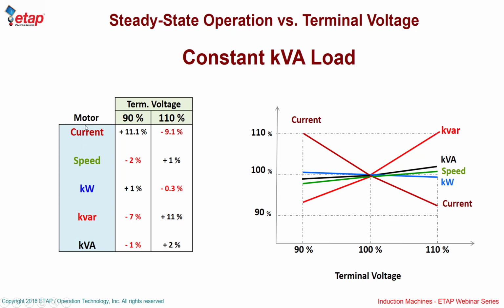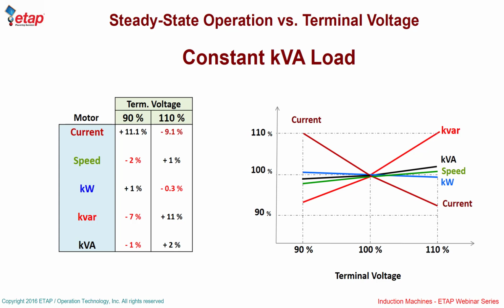And what makes that true is this table. I'm changing the terminal voltage of a machine from 90% to 110%, and this curve shows the terminal voltage from 90 to 100 to 110%. The trick is this part right here. As you change the voltage from 90% to 110%, the speed of the machine does not change much. And if the speed doesn't change much, on the mechanical side the equations for the load torque are not going to change, so the load torque doesn't change.